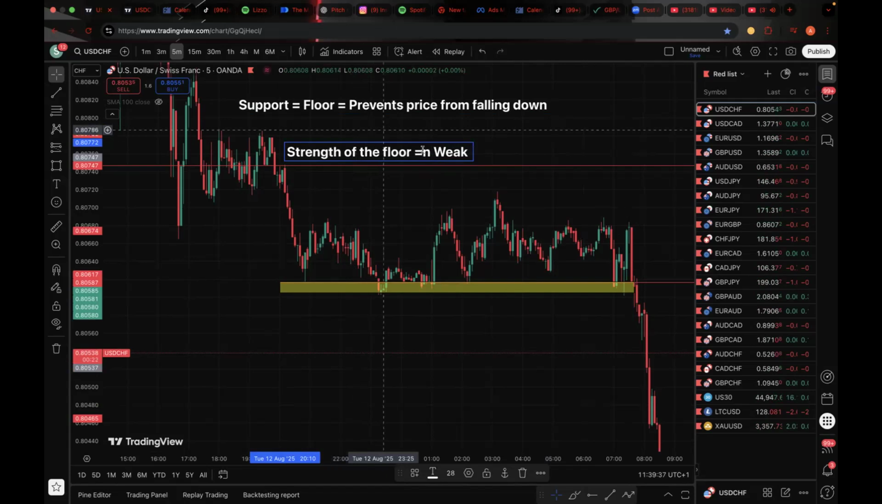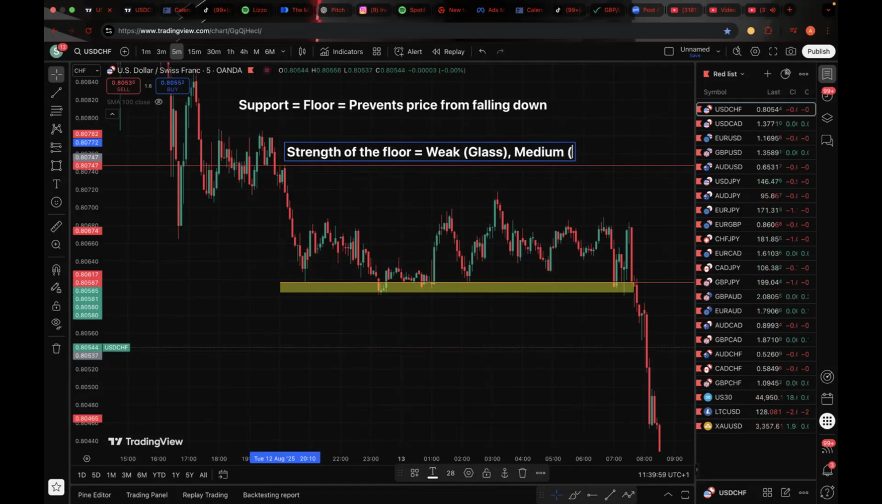Weak. I call this one glass. Then, if the price jumps on a wood, first time the wood does not shake, second time it does not shake, but as price keeps jumping, eventually the wood will crack and break. I call that medium support, which is wood.